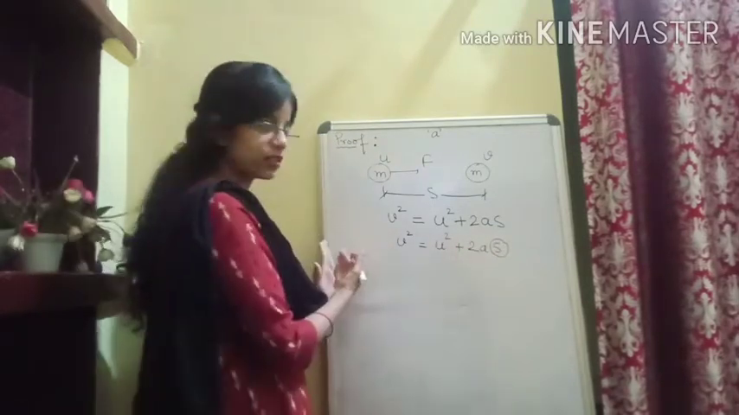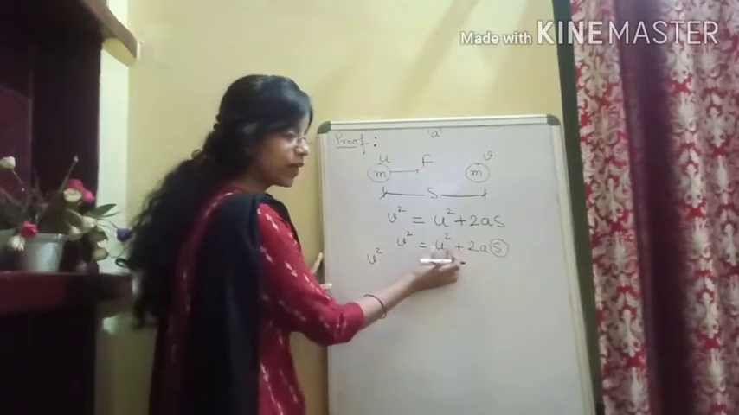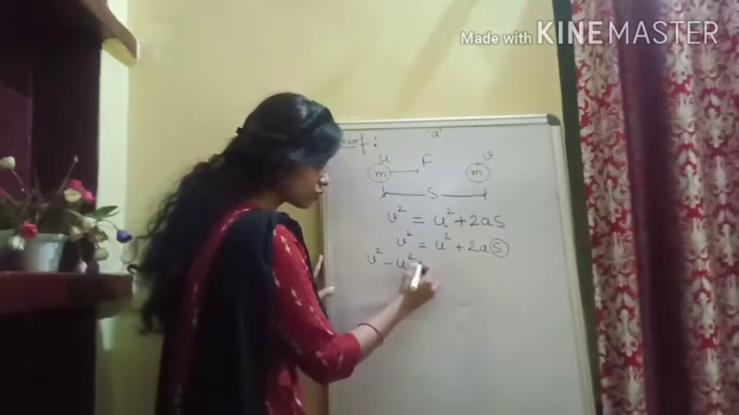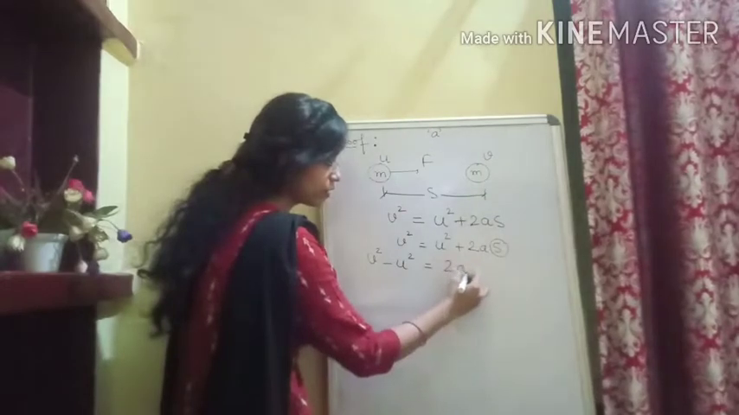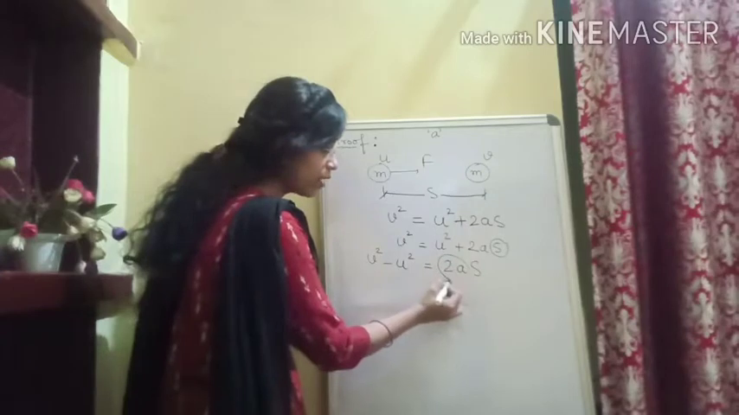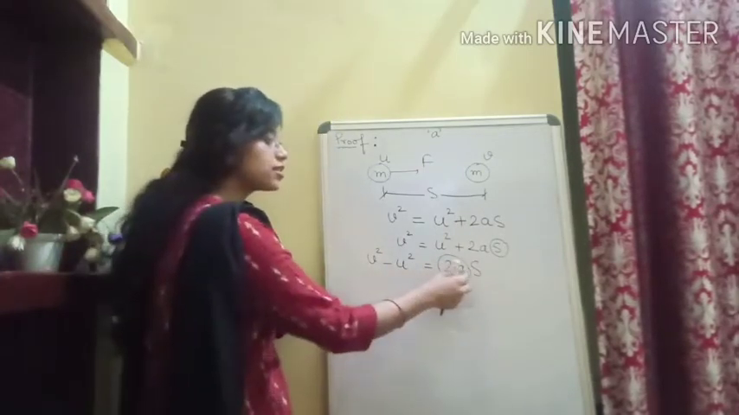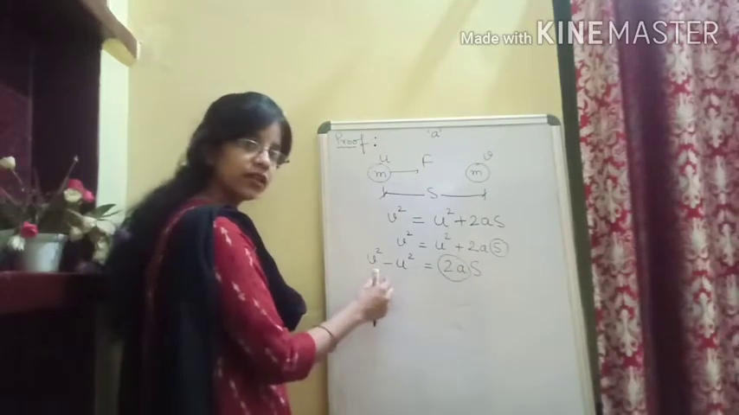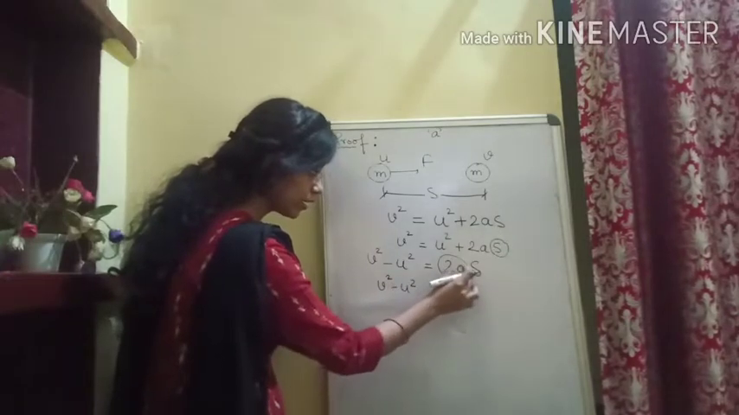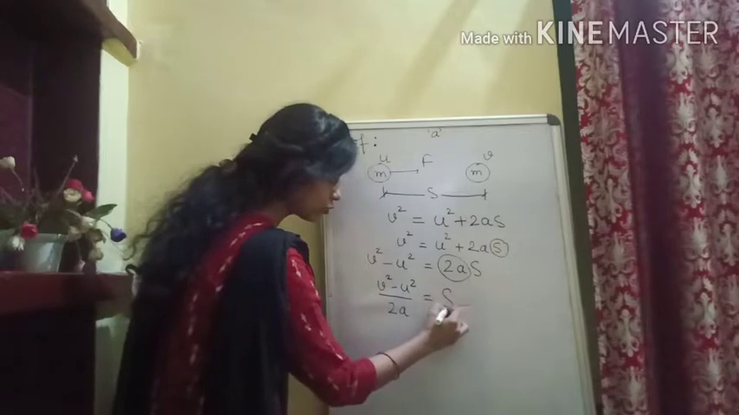We will take the rest of the things to the other side. So of course it will be v square. Now this u square is with a plus sign here, it will come here and it will be minus u square. On the right side we are left with 2as. We have to calculate s, which means this 2a, which is in multiplication with s, will come to the other side, and since it is in multiplication, it will come here in division. So simply it is v square minus u square upon 2a, and it will be equal to s.